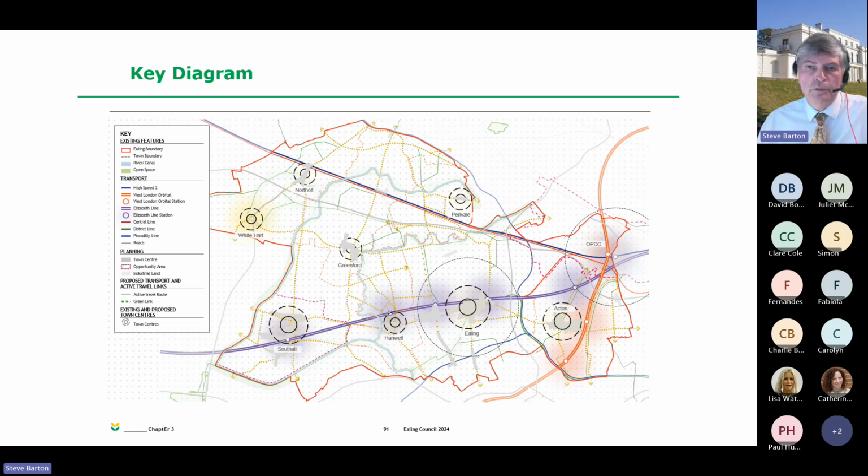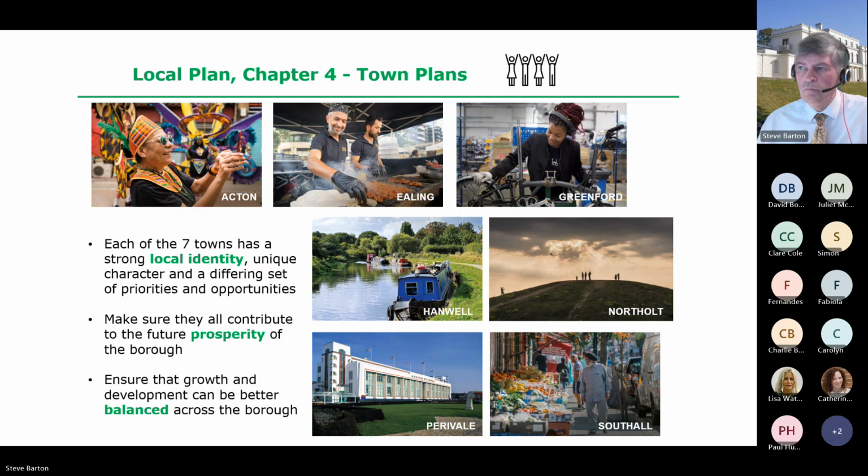And so many of the town centres are represented here with the addition of 2 new ones. We're proposing a new neighbourhood centre at the current White Hart roundabout in Northolt and in the environs of Perryvale Station. So turning then to chapter 4, each of the towns that make up Ealing have their own unique local identity, their own characteristics, and their own problems, challenges, but also opportunities. And as I said before, the aim of the plan is to try and ensure that they can all contribute and benefit from future growth and prosperity, so that growth can be more balanced across the borough.